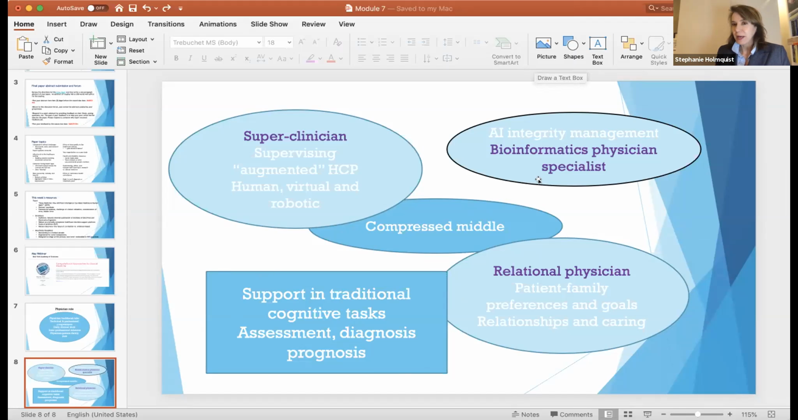And the bioinformatics specialist should be very important in driving adoption of AI, in setting standards, and in supporting other physicians and supporting the whole institution. So if you're interested in the physician role, then you might start to think in this way.